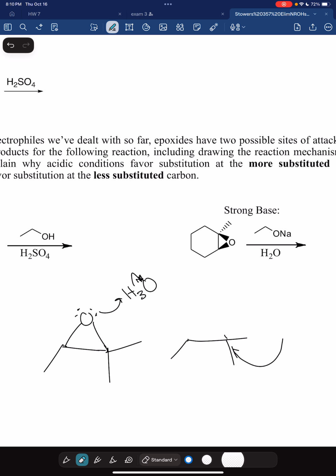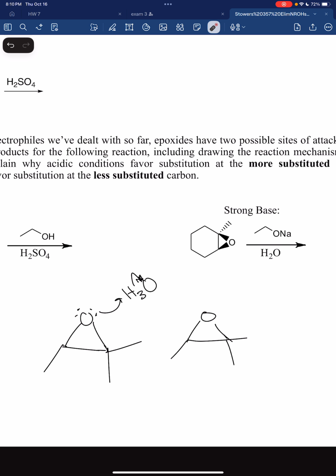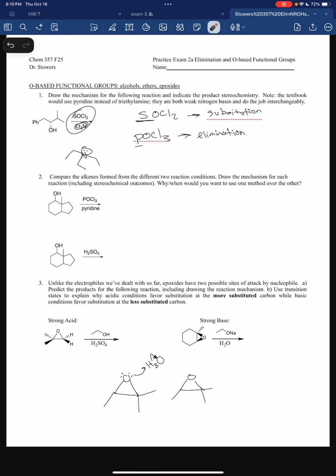When the epoxide opens under basic conditions, these are about the same distance. This bond is about the same strength as that bond. So obviously the base would just come into the less sterically hindered site. And I hope that makes a little bit more sense about why that happens.